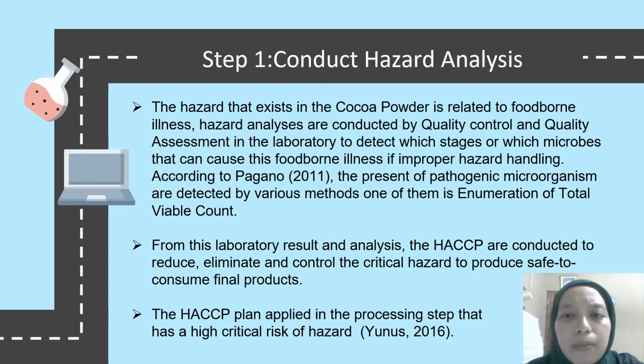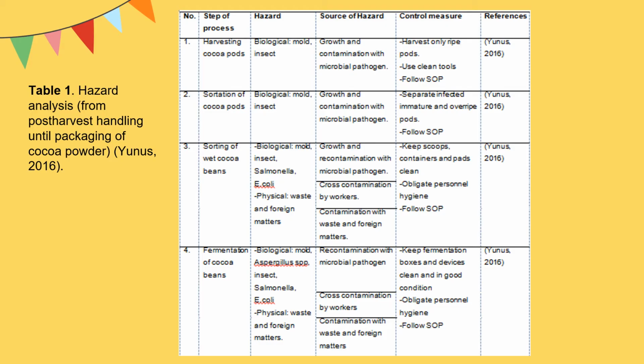The HACCP is conducted to reduce, eliminate, and control the critical hazard to produce safe to consume final product from foodborne hazards.